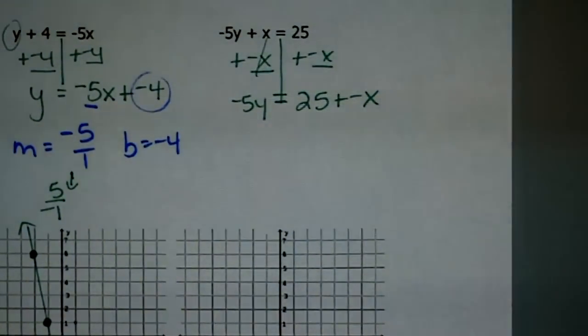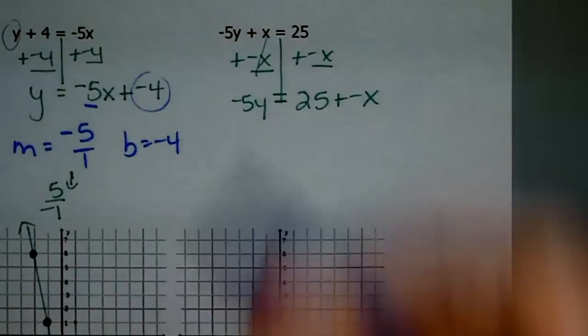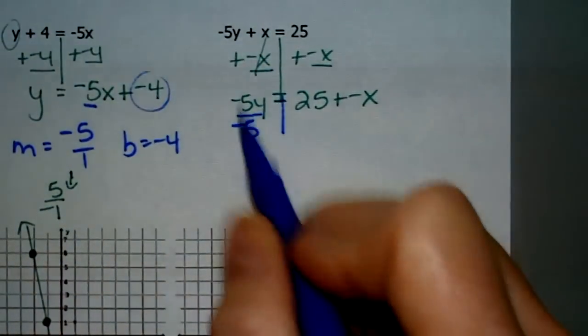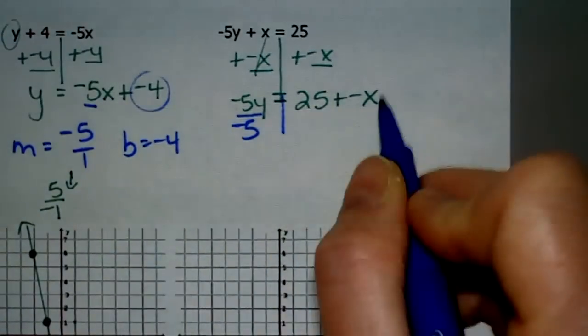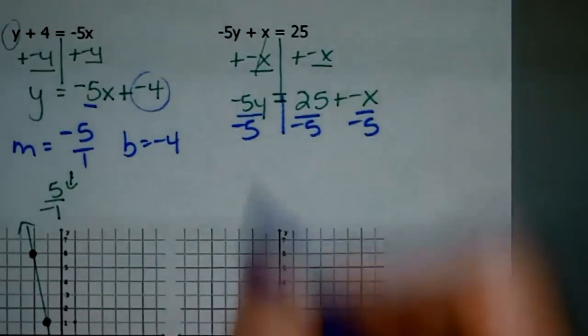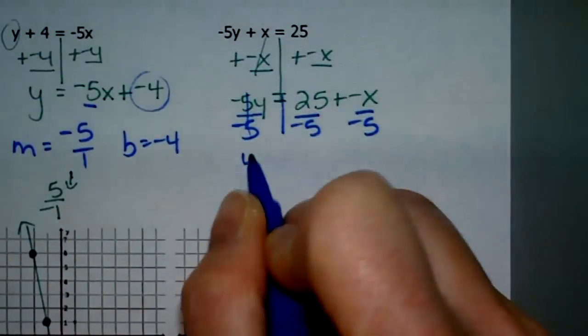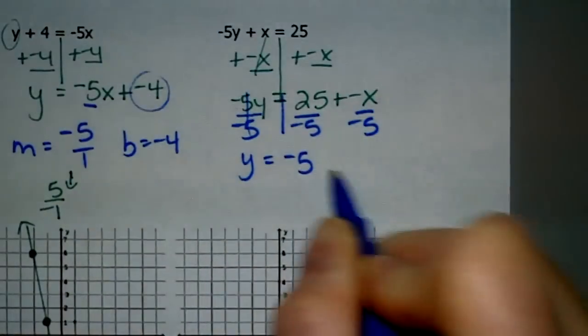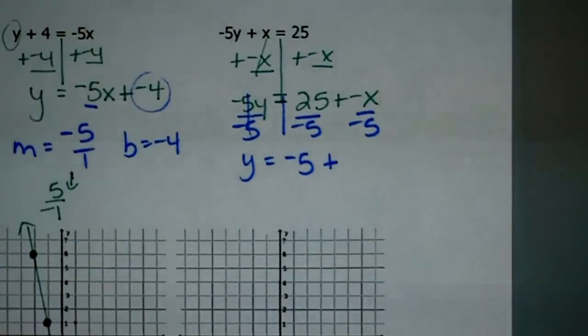Okay, so -5 is in front of the y. I need that to go away. That means I'm going to divide by it. If I divide this by -5, that means every term over here needs to get divided by -5. So those cancel out. Y equals 25 divided by -5 is -5 plus, now this example is probably looking a little familiar to you, I'm hoping.